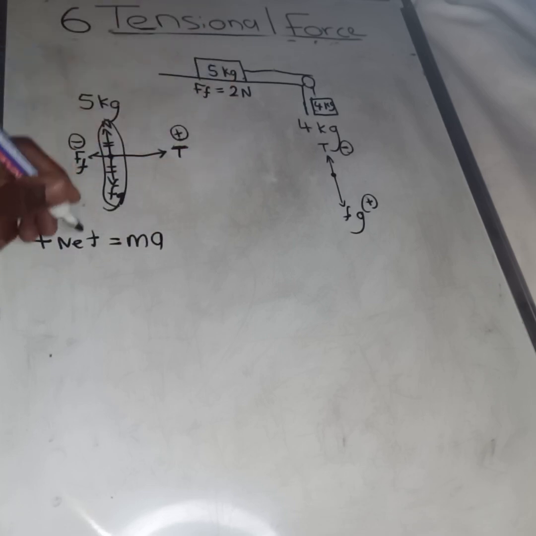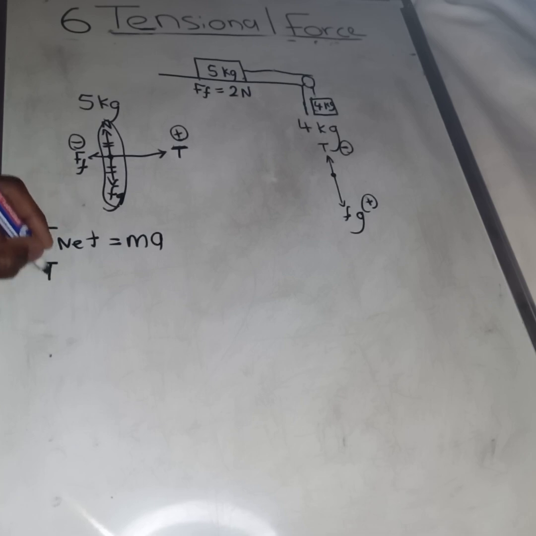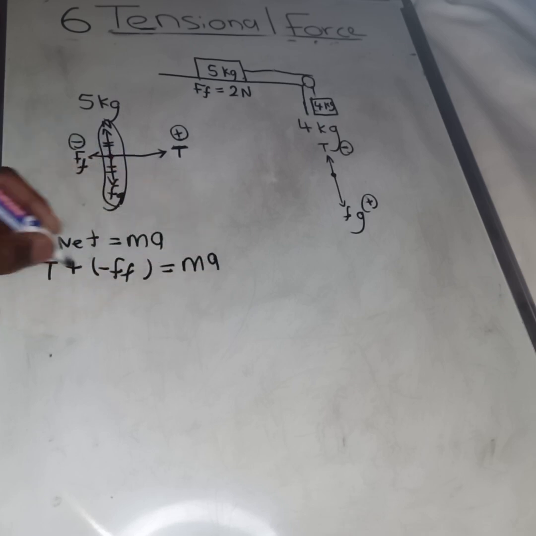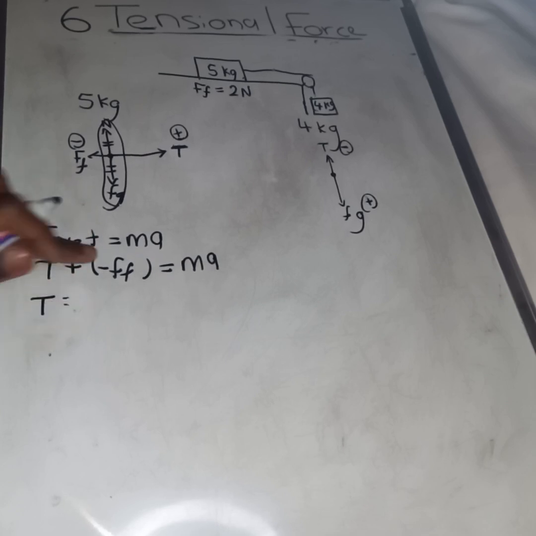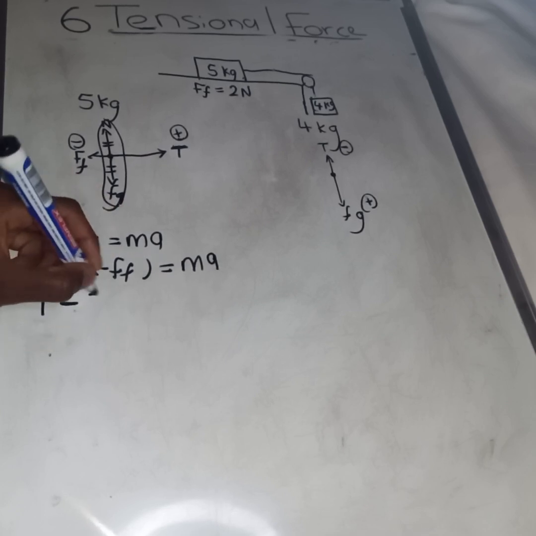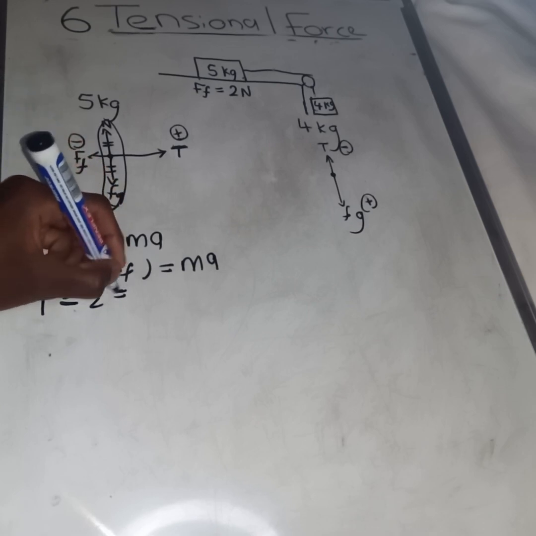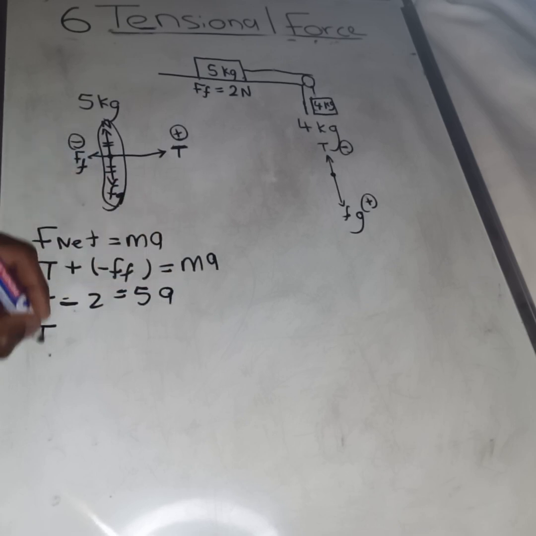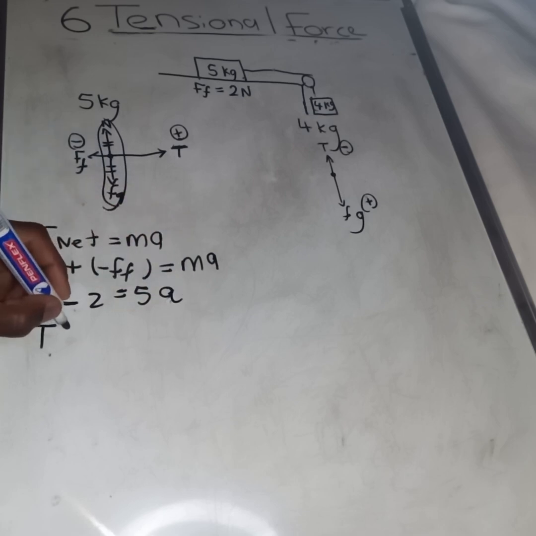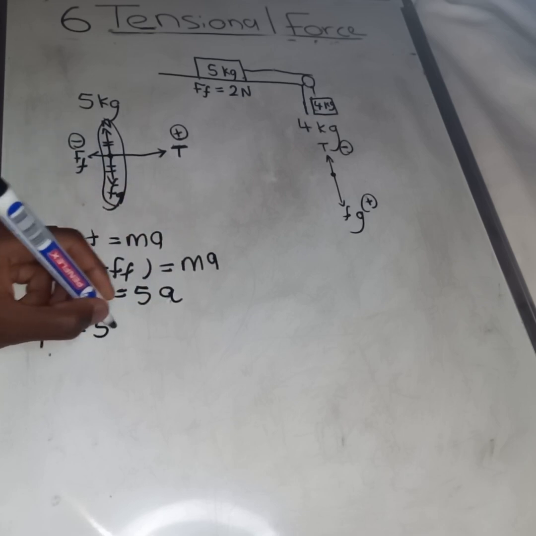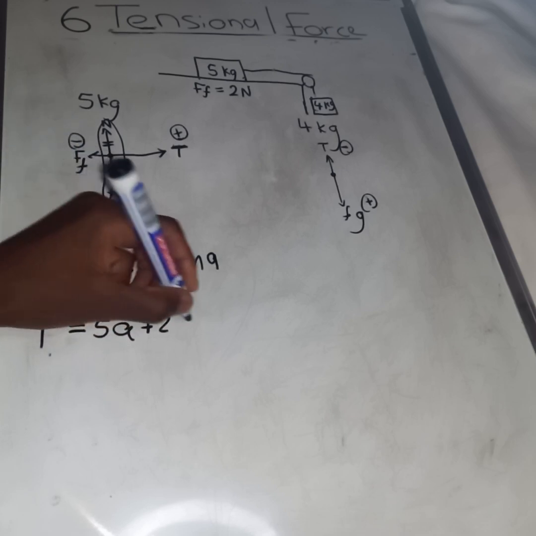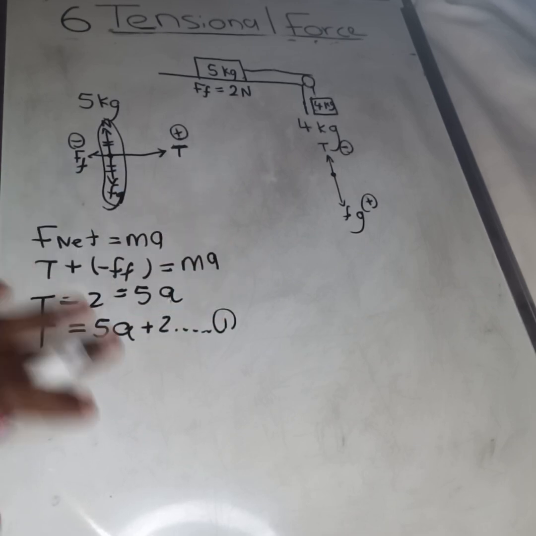We always start with positive variables, as we know. So tension plus negative frictional force is equal to MA. So tension is equal to what? We are given the value of frictional force. The mass 5, 5a. We transpose 2, it becomes positive. So it's equation number 1. We are done with equation number 1.